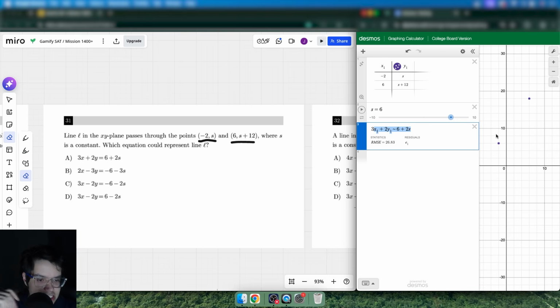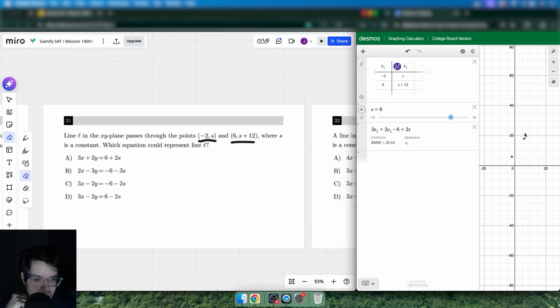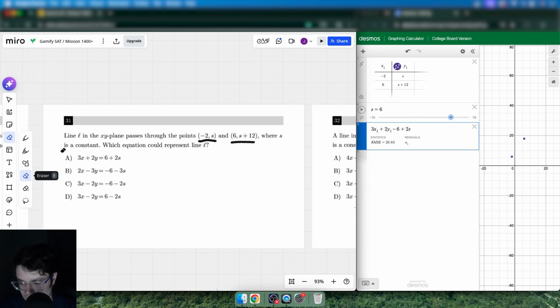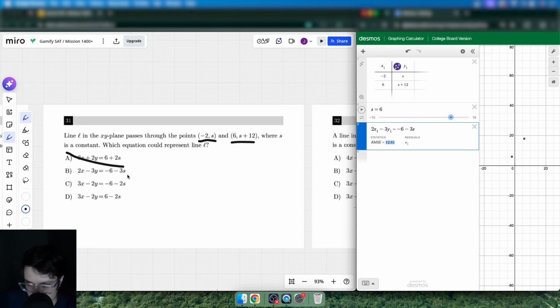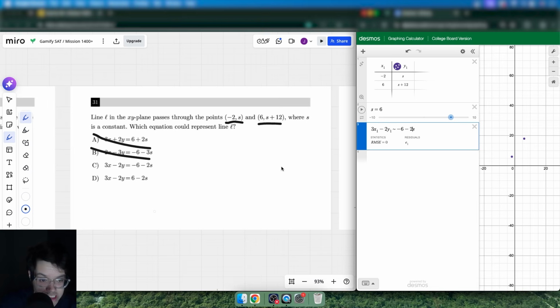For whatever reason, it does not actually give us a thing on the graph for this, but we can just go based off of the value here. RMSE is just another way of saying the R, for our purposes at least. So 26.83, that's definitely not 0 or 1, so we know it can't be A. Same thing for B, we just get this 12.81 number, so that can't be it. But for C, we do get RMSE equal to 0, so that's probably going to be right.